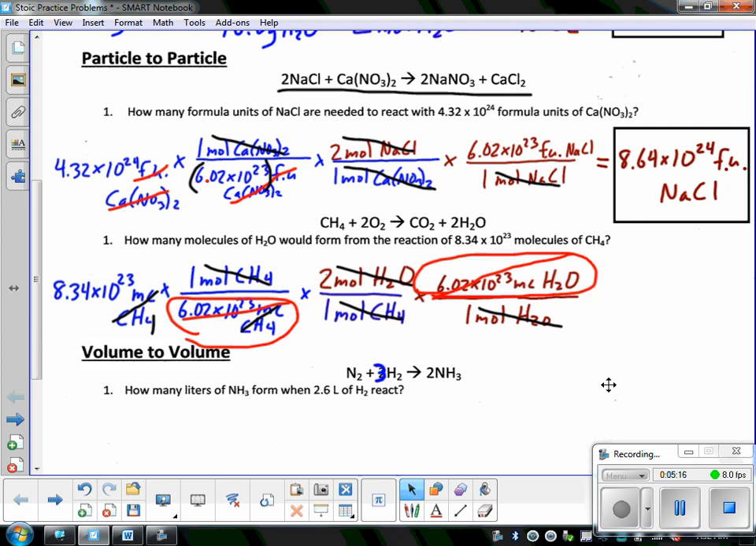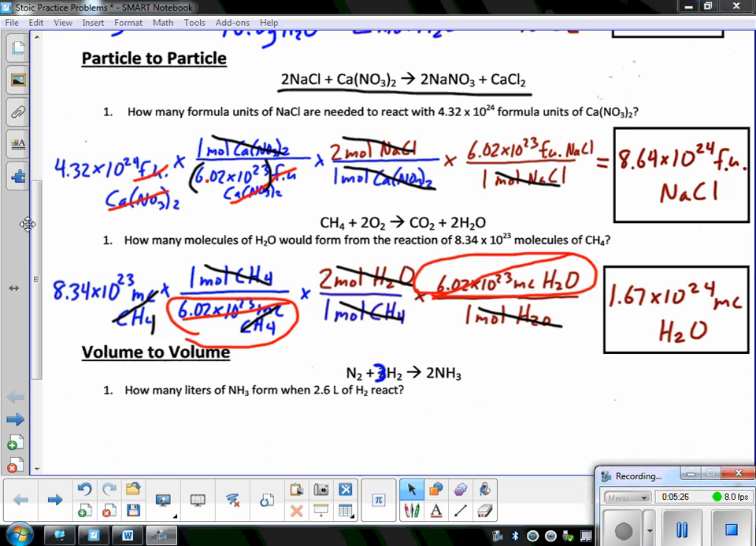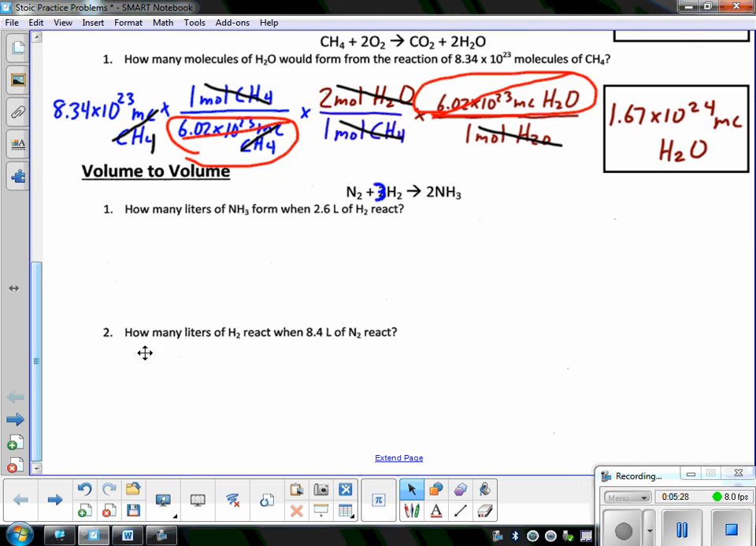Your work should look identical to this, with the units of measurement, moles and molecules, and the substance listed at the end. And you'll notice that my answer keys are the same way. Okay, next one. Volume to volume.